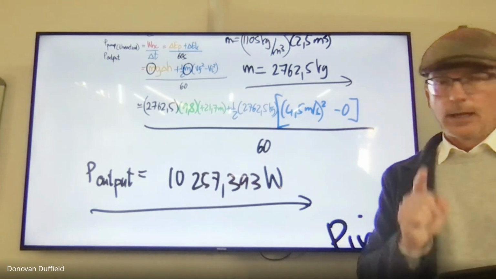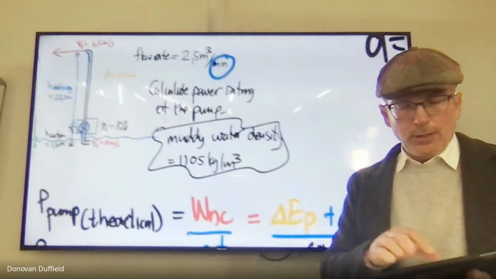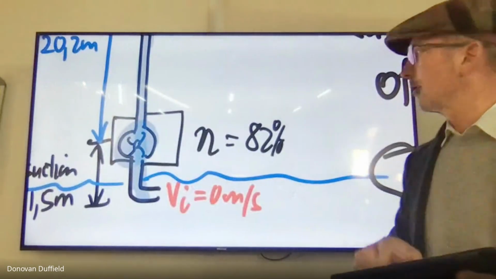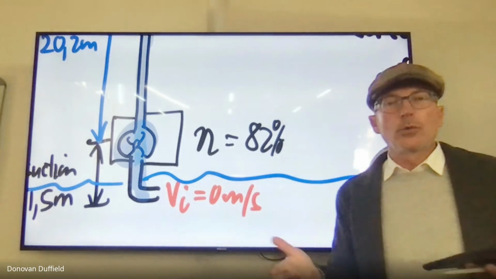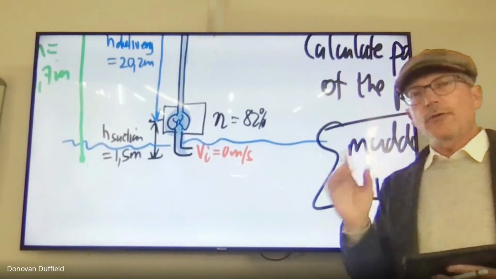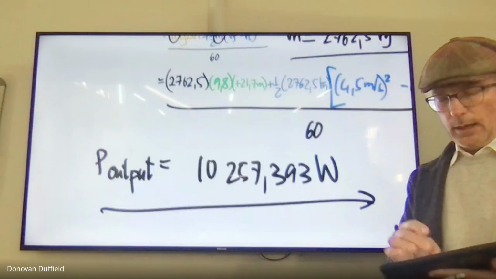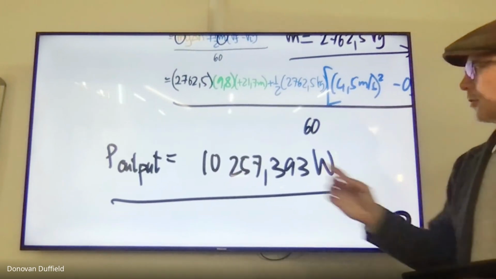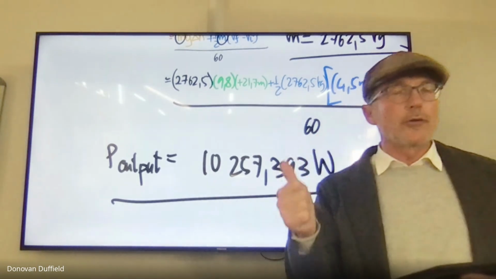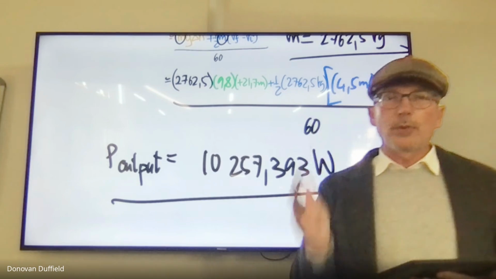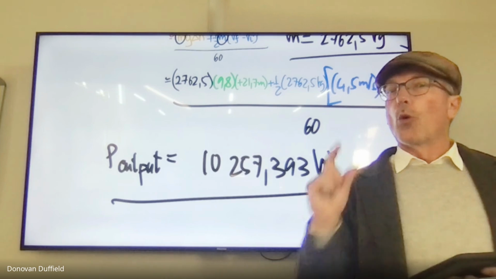That is the power required to pump that amount of water theoretically. But now, your pump only has an 82% efficiency, which is the case in the real world. Nothing works perfectly. So if theoretically you need a power output of 10,257.393 watts to pump 2.5 cubic meters of muddy water per minute, does your pump need to be less or more powerful than that?